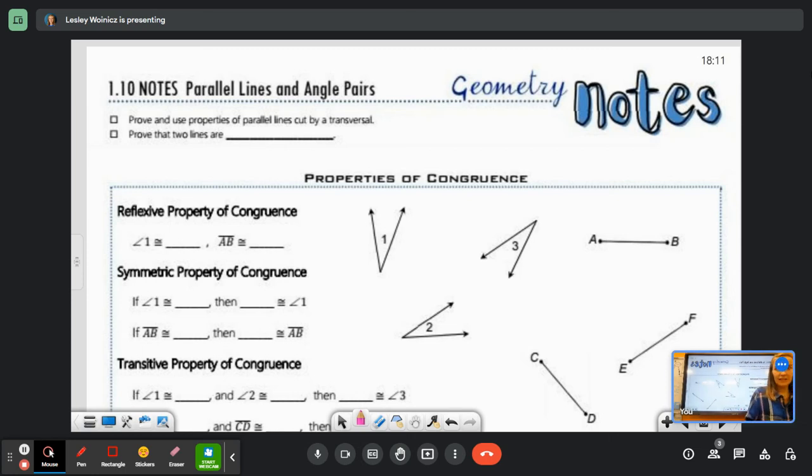Hey everybody. Today we're going to be talking about parallel lines and angle pairs. So we are going to prove and use properties of parallel lines cut by a transversal. So kind of like what we did yesterday, only our lines are parallel now, the ones that are being cut by the transversal, and we're going to be able to prove that lines are parallel.